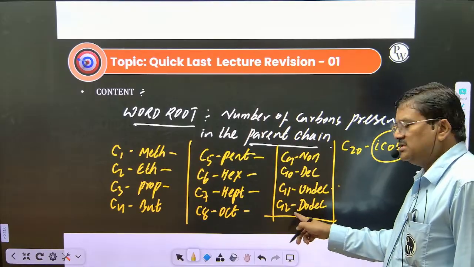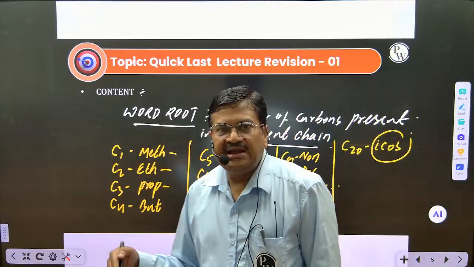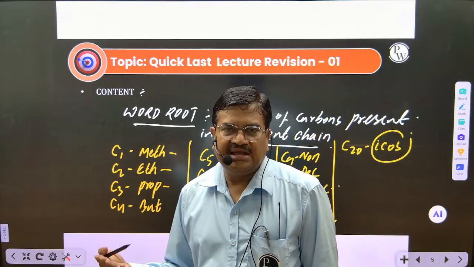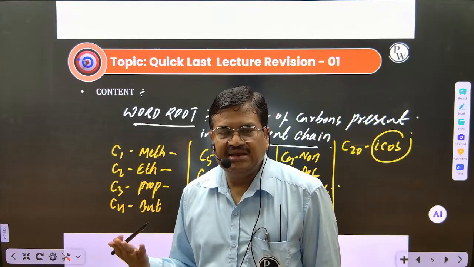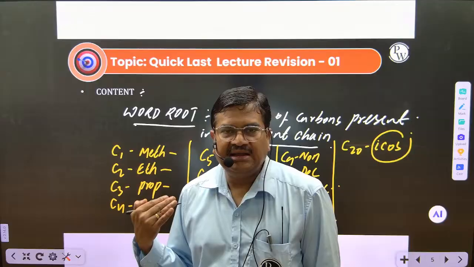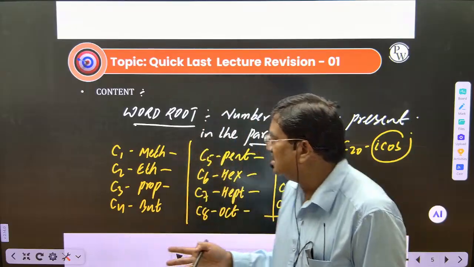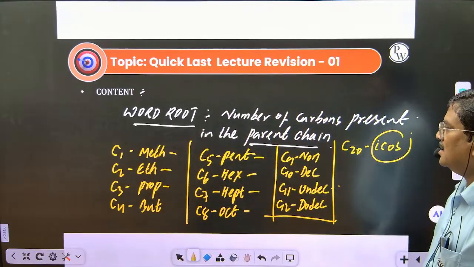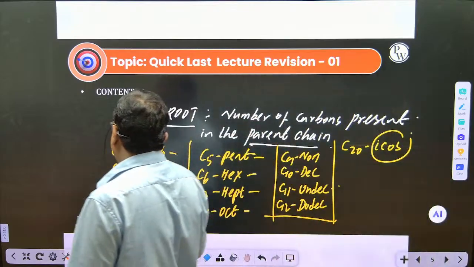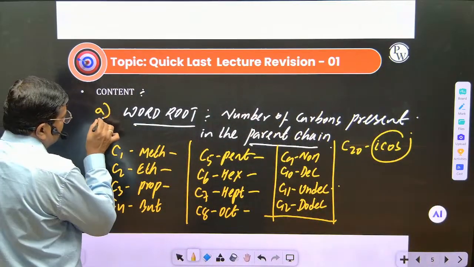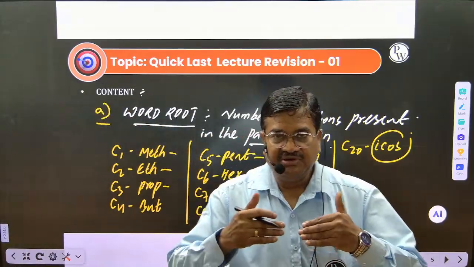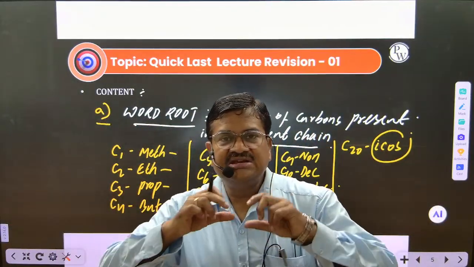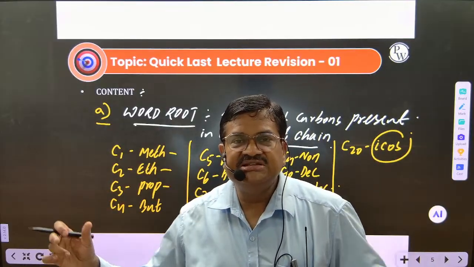So understood. 13, what do we write, students? Tridec. 14, tetradec. 15, pentadec. 16, hexadec. 17, heptadec. 18, octadec. 19, nonadec. 20, icos. Copy this. Clear? So word root tells how many carbons are present in the selected long chain. Whenever a compound is given, we select the long chain. The long chain need not be straight. It may even be zigzag.